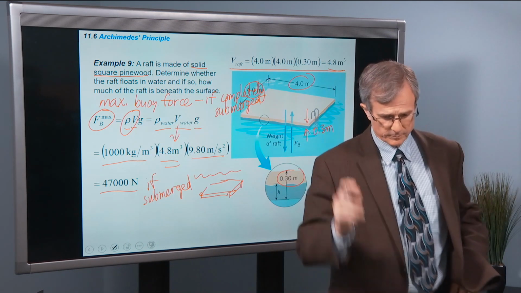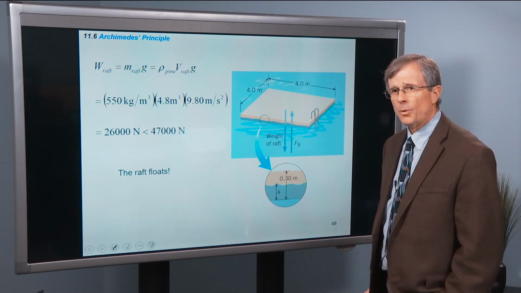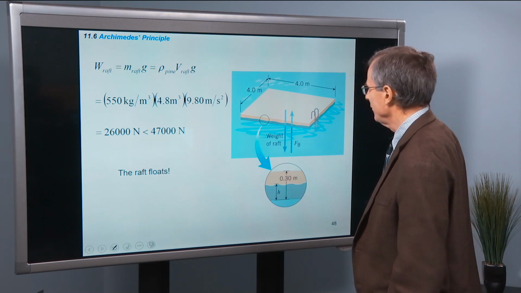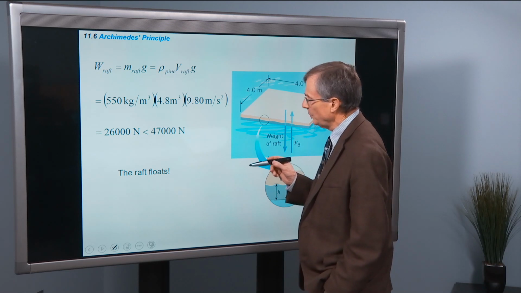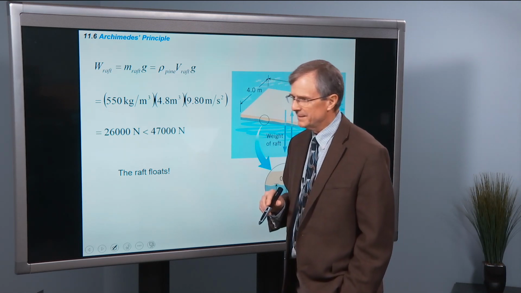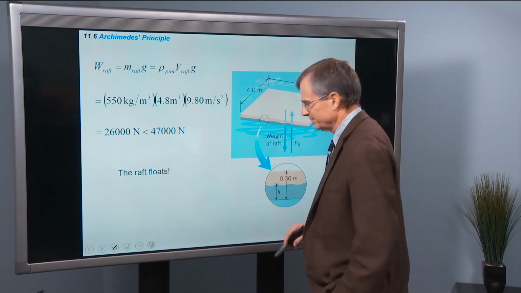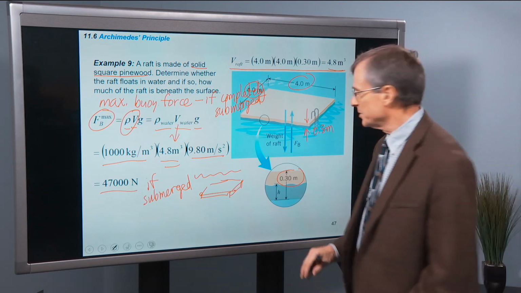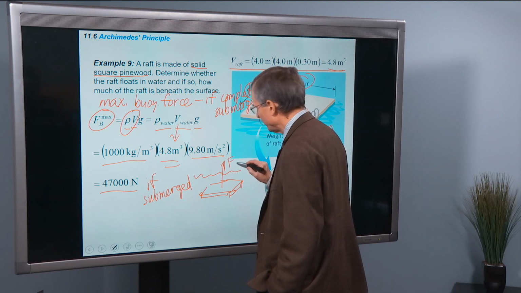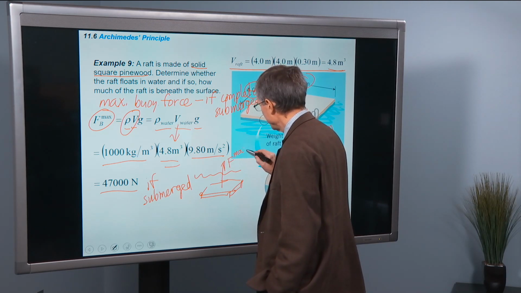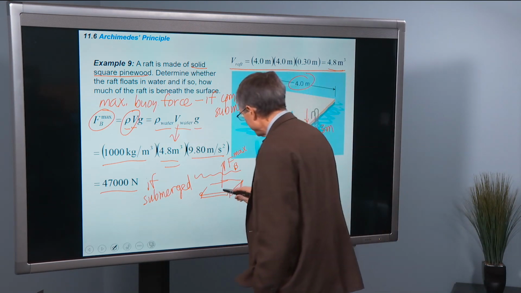All right. Well, what is the weight of the raft? Well, if that weight is greater than the buoyant force, then, so let me just look at this picture again. Here's the surface of the water. The buoyant force, this maximum buoyant force, is pushing it up, trying to raise it.